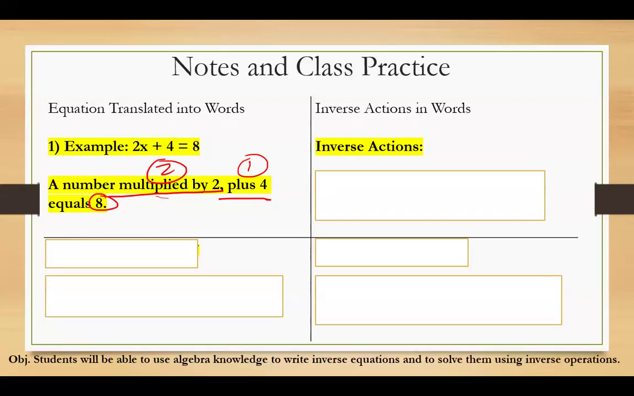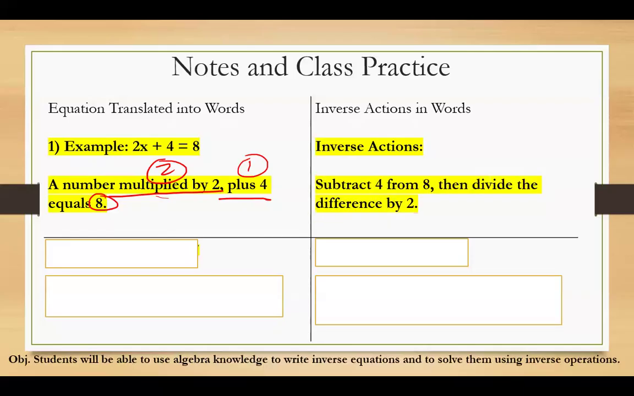Remember, I am one of those lazy mathematicians, and the least amount of words I can use, guess what I'm going to do? I'm going to use the least amount of words. So instead of me having to say "and then," I'm going to write just "then." One time only. Okay. So I subtract 4 from 8, then divide the difference by 2.